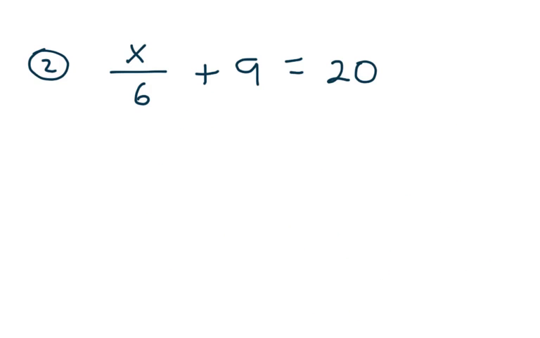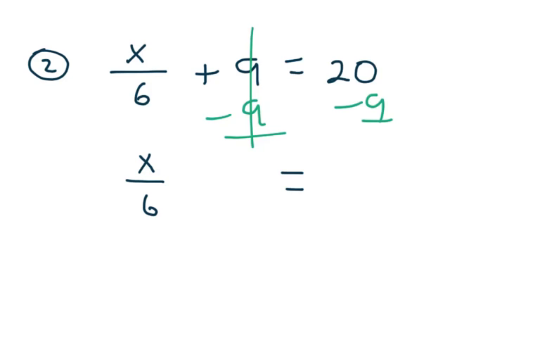Okay guys, try number 2 here, please, before I do it. Pause the video, write it down, give it a try. Okay, to get x by itself, I'm going to start by minusing 9 both sides. That gets rid of my positive 9 because 9 minus 9 is 0. X over 6 is left over. That equals 20 minus 9 is 11.